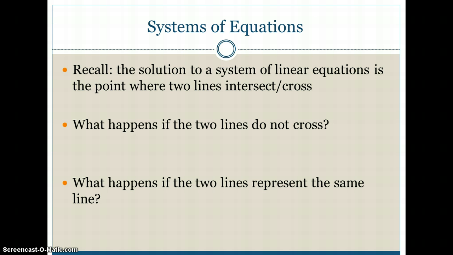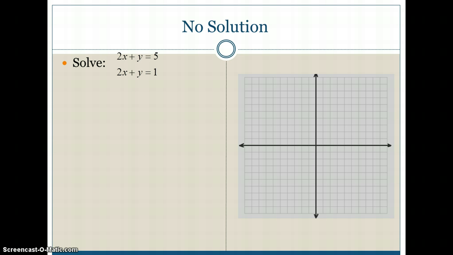What happens if the two lines do not cross? And what happens if the two lines represent the same line? That's when you graph them and they are the same. What happens in those two cases? Those will be our special cases. So as we move on here, let's look at one that will have no solutions.